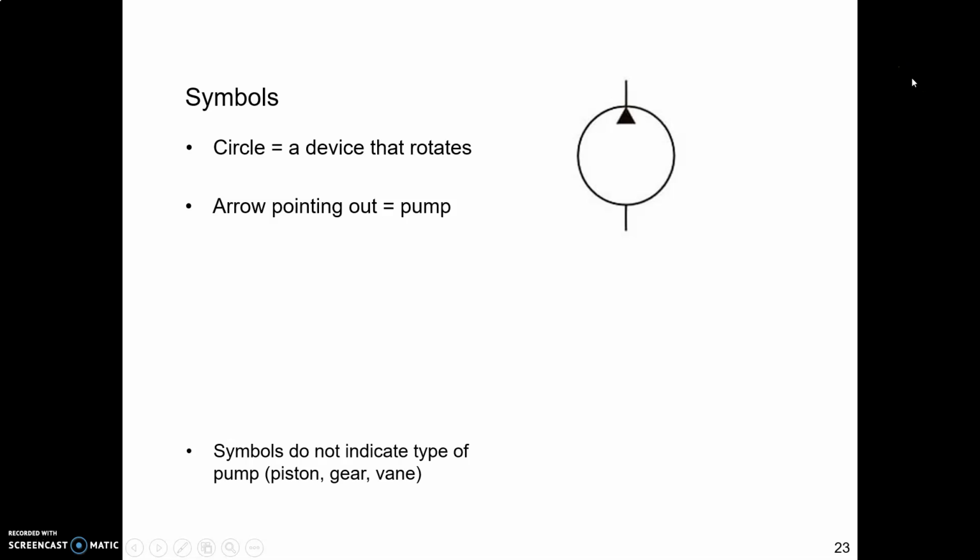So think about what a pump does. It sucks oil out of the tank and it pumps it out into the hoses and tubes out into the system. So when you see a circle with an arrow pointing out, right off the bat you know, that's a pump. A note at the bottom of this slide points out that pump symbol doesn't tell us anything about what kind of pump somebody has specified. Could be any kind of pump. This symbol just represents the function. This is the pump function.